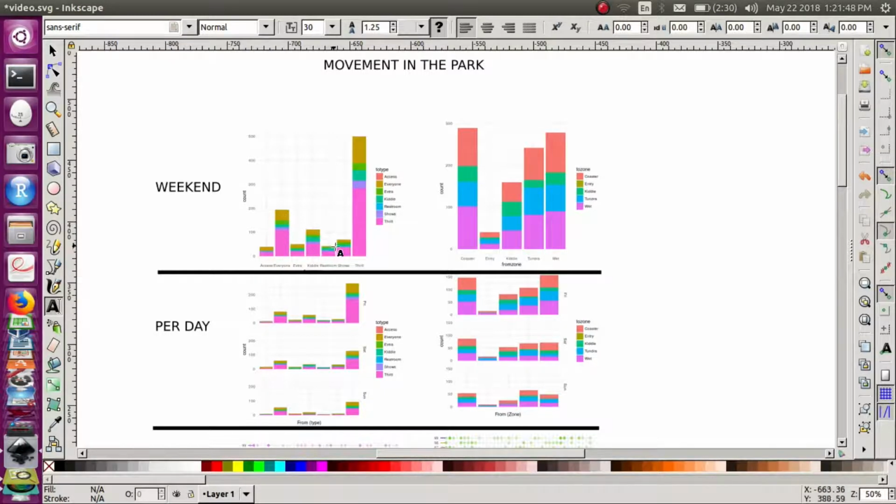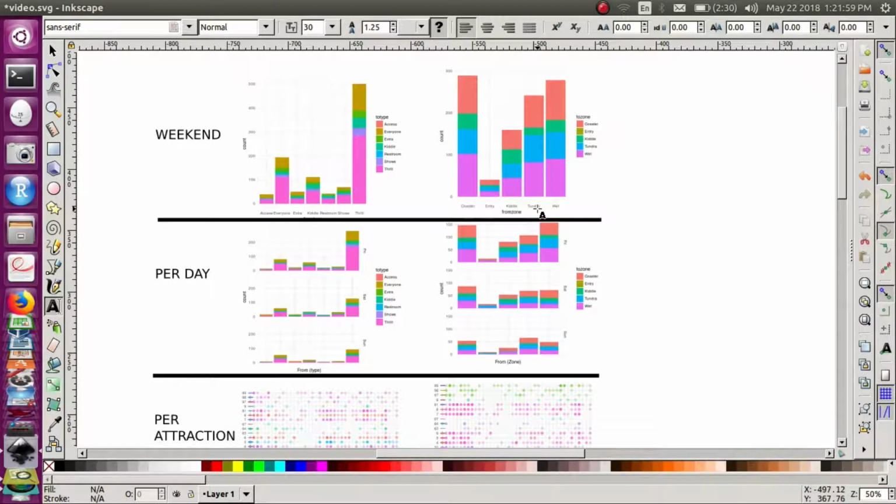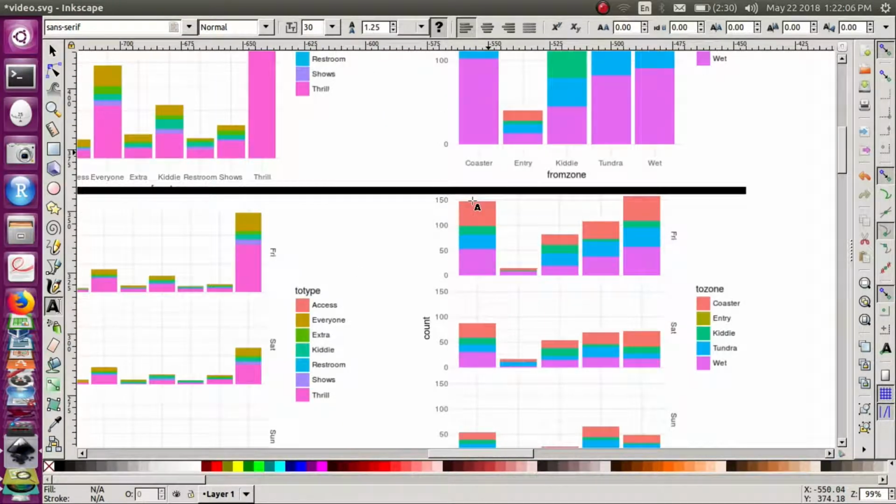Each color in the bars represents the amount of times a visitor moved from one zone to any of the others, and the proportions are similar for all zones. When looking at the same information grouped by zone, it's not surprising to see coaster and wet as the most visited. After this general view, two levels of detail will be studied, per day and per attraction.